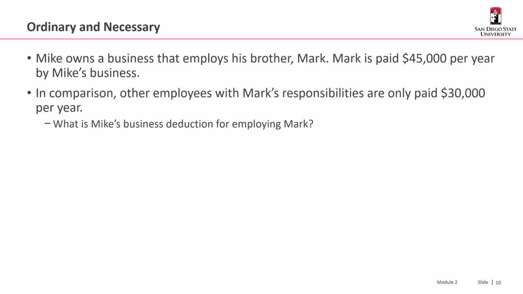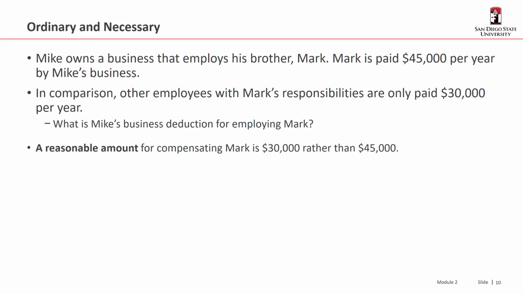All right, so let's talk about reasonable. Mike owns a business that employs his brother, Mark. Mark is paid $45,000 a year by Mike's business. In comparison, other employees that share the same responsibilities as Mark are only paid $30,000 per year. What is Mike's business deduction for employing Mark? Now look, he's paying Mark more. And the problem with this is Mike and Mark are related parties. And so a reasonable amount of compensating Mark is probably only $30,000 because that's what everyone else gets paid.